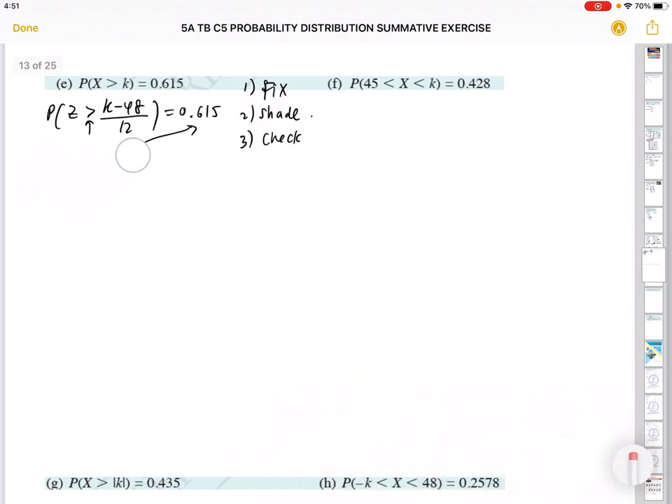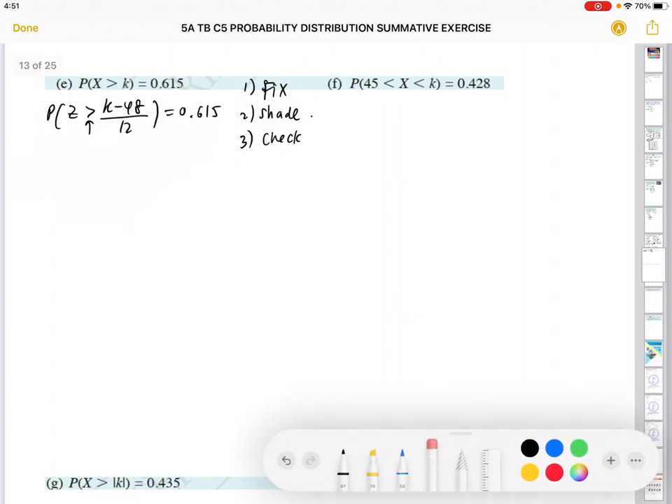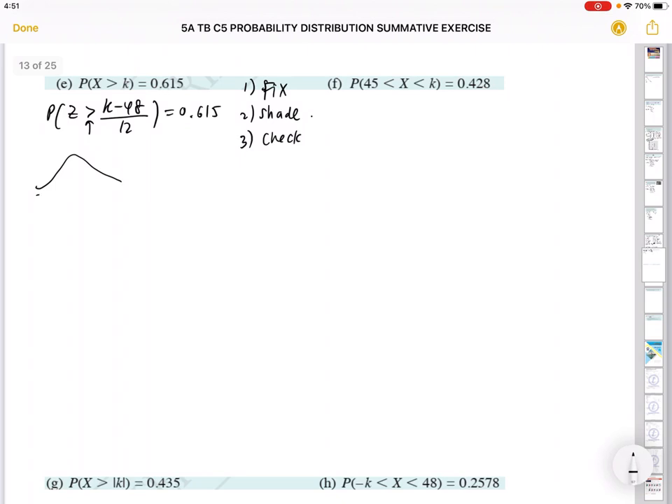When you fix, there are only 2 options, either left or right hand side, right? So we fix on the left. This is K minus 48 over 12. Since it's more than, I shade the right hand side. You check, can this be 0.615? Yes, the area is more than half, the probability is more than half, so it makes sense. The next question is this: how do you find K?